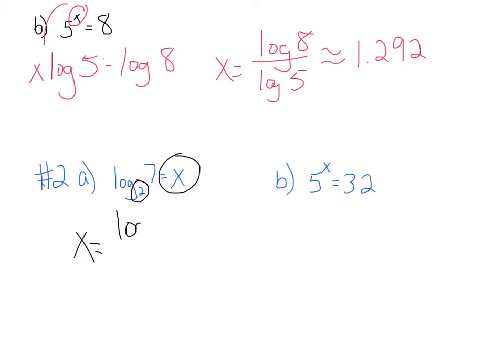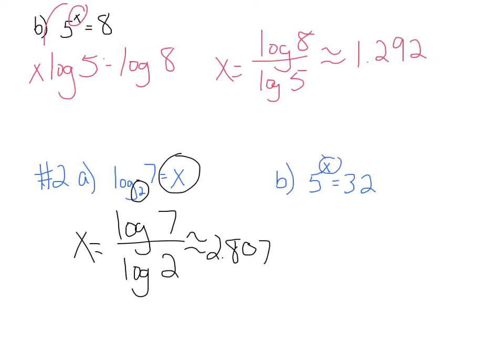Well, that's just the same thing as the log of the big guy over the log of the little guy. Love the change of base formula. Makes life so much easier. Type that in. Answer should be between 2 and 3? Yeah, it's about 2.807. Check that on your calculator. Okay, try the next one.